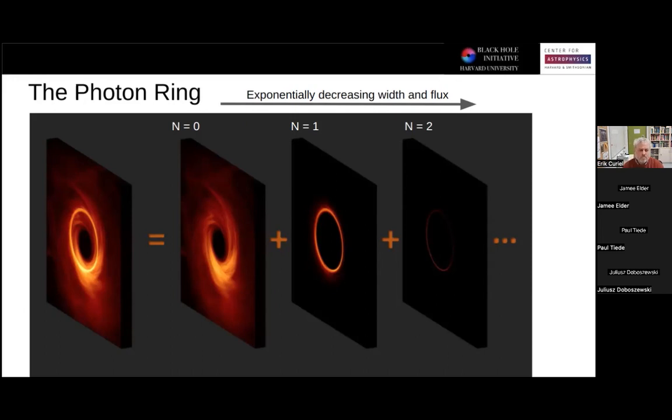After that, you get this n=1 image, and this is photons that have done a half orbit around the black hole and then go into your eye. Because of strong lensing in the vicinity, you get this demagnification. So this entire image gets squished into a thin, narrow annulus. And then you can go indexing higher and higher. So n=2 is a full orbit, and each time you get this little extra demagnification factor. So the ring becomes a little bit thinner, exponentially decreasing in width and flux.